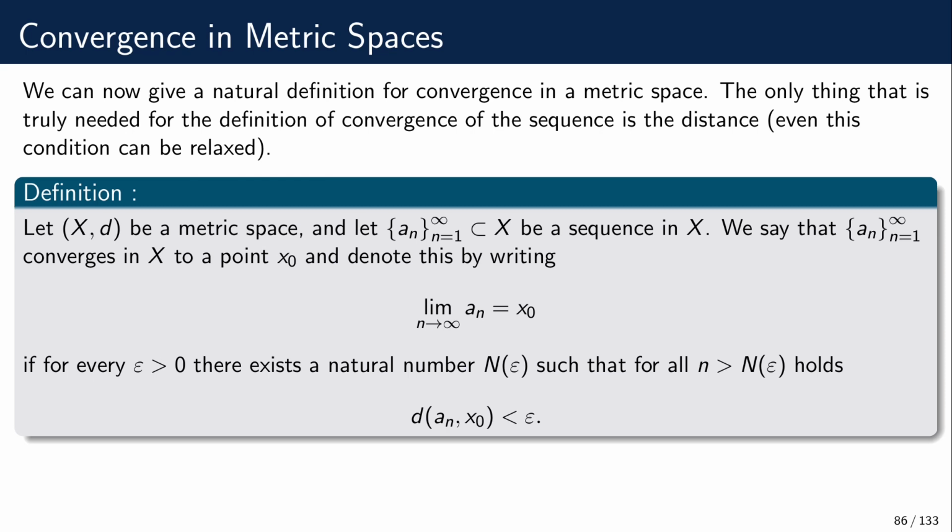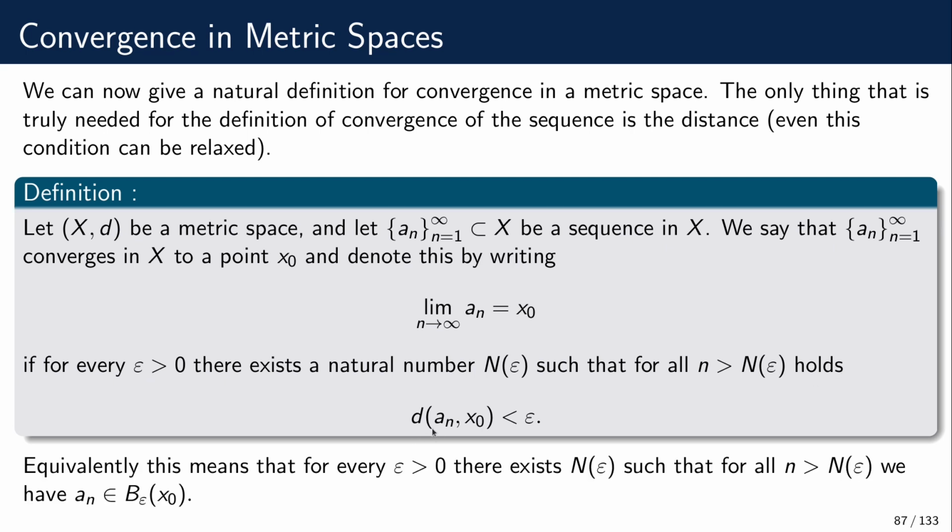So now let us define the convergence in a metric space. Let (X, d) be a metric space, and let a_n be a sequence in X, right? And so we say that this sequence a_n converges to some point x0, which is an element of X, and we write this in the same way. X can be a very abstract space. If for every epsilon we can find a natural number n of epsilon such that for all n that is greater than n of epsilon, the distance between a_n and x0 is smaller than epsilon. And equivalently, this means that a_n lies in the epsilon neighborhood of x0.